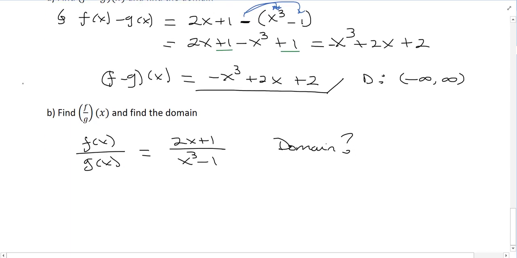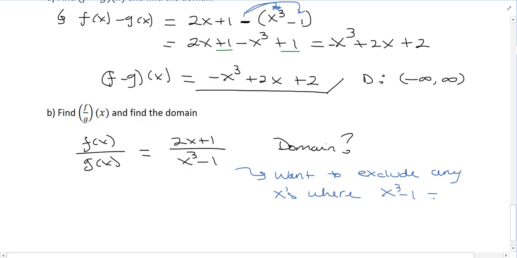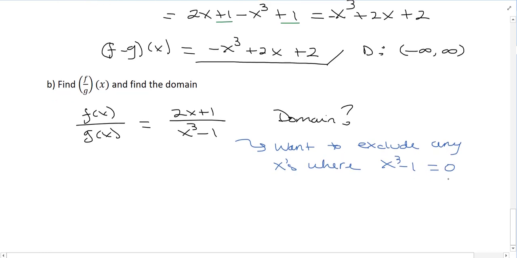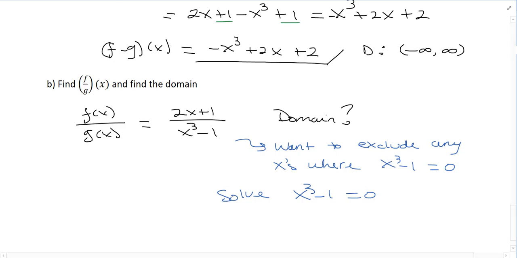We did introduce a denominator, so for the domain, we want to exclude any x values where the denominator is 0, where x cubed minus 1 is equal to 0. So that means you gotta solve that equation. So solve x cubed minus 1 equals 0. This is a cubic, so what are our cubic factoring formulas?